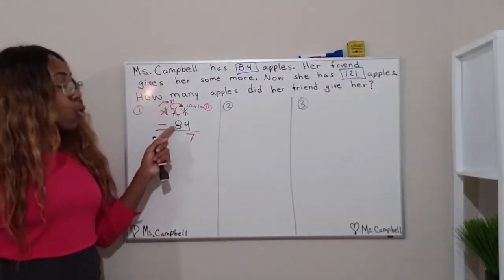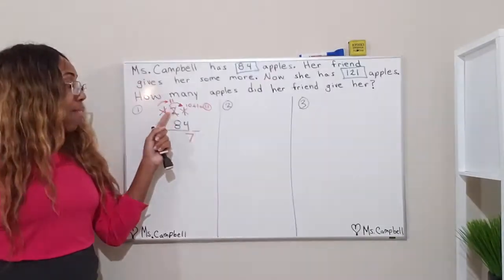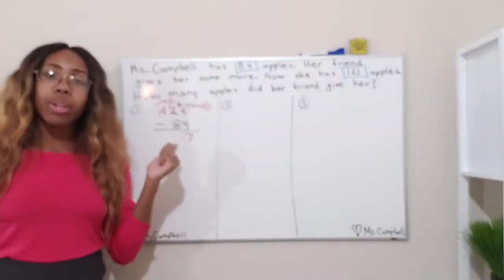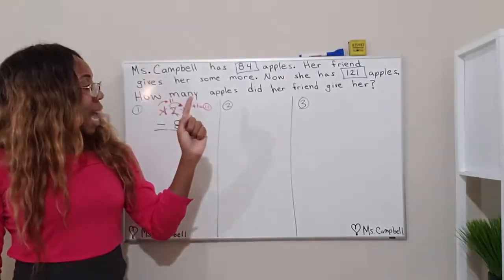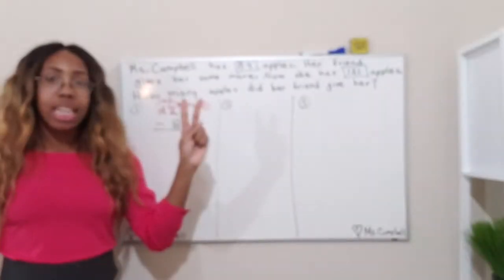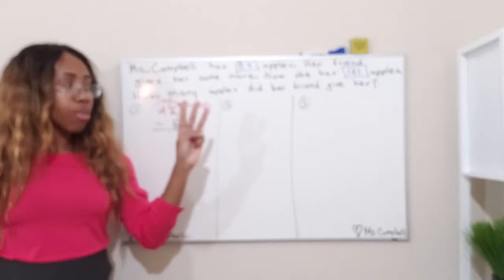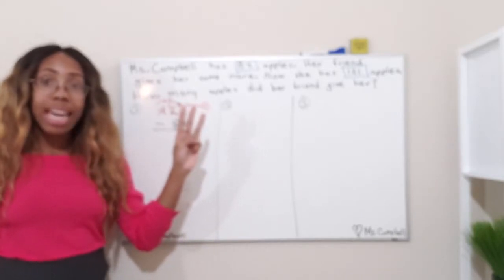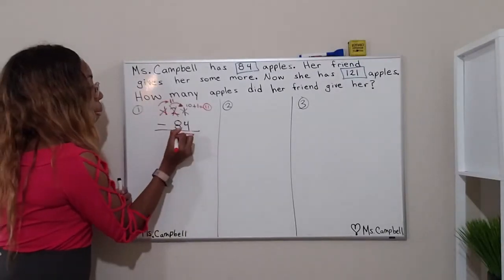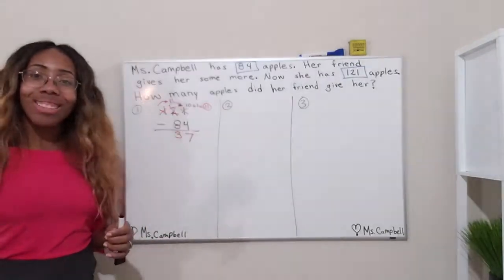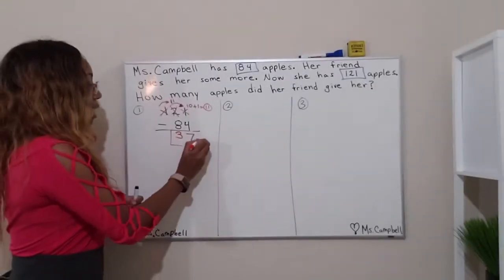Now I can solve. The 11 is greater than the 8. So 11 minus 8. Let's count backwards and see what that would be. 11, 10, 9, 8. Ooh, I have 3 fingers up. So that means 11 take away 8 equals 3. All right, so our answer is 37.